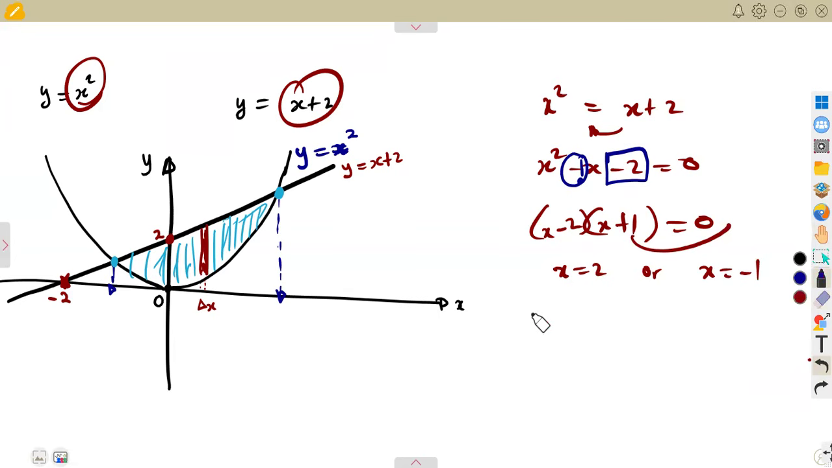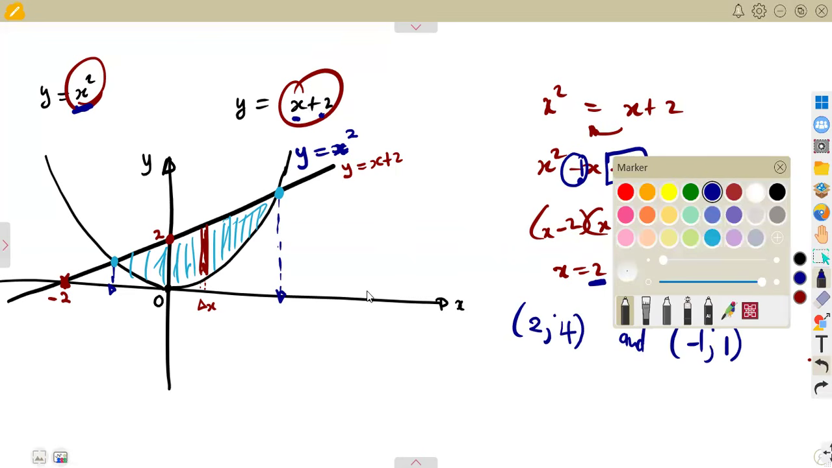And remember that at the point of intersection, the two graphs will be equal. So the first point, from our calculation, where x is 2, you can substitute into y equal to x squared, or you can substitute into y equal to x plus 2. When x is equal to 2, y is going to be 4. And another point, when x is -1, you substitute, y is going to be 1. So that's the point of intersection.